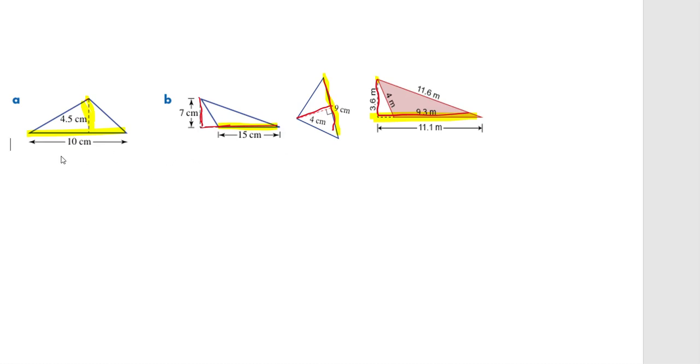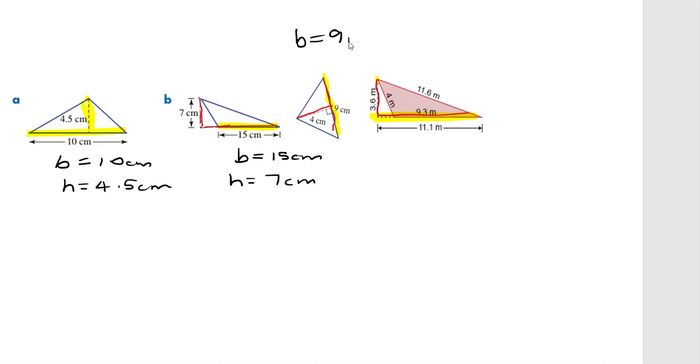Okay, so this one here, base would be 10 centimeters, height is 4.5 centimeters. Here, base is 15 centimeters, height is equal to 7 centimeters. This one here, base is 9 centimeters, height is 4. And the last one, all I needed was 9.3 is my base, 9.3 meters, and my height is equal to 3.6 meters. So it's really important to be able to identify your base and height of a triangle, because we need that to work out the area later on.